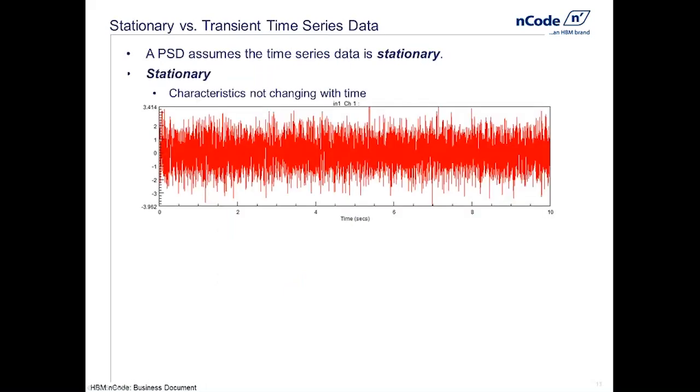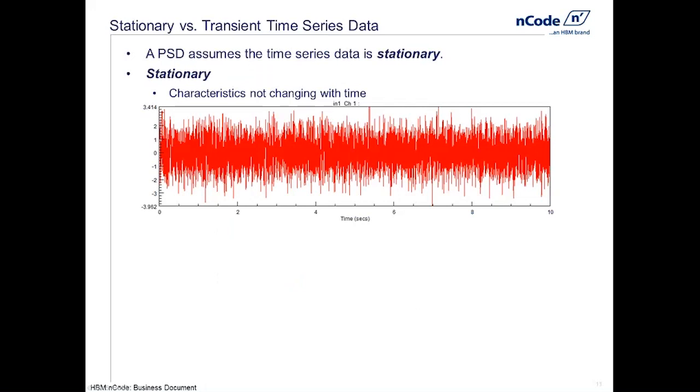So let's look at this idea of what we call stationary versus transient time series data. When we calculate a PSD, or an amplitude spectrum, we assume that the time series data is stationary. What I mean by stationary is that the characteristics of that time series data are not changing with time. So this is data measured in the time domain. This is a pretty random looking signal, but kind of stationary versus time. Stationary meaning that we hit the same peaks pretty repetitively. There's not a lot of difference.